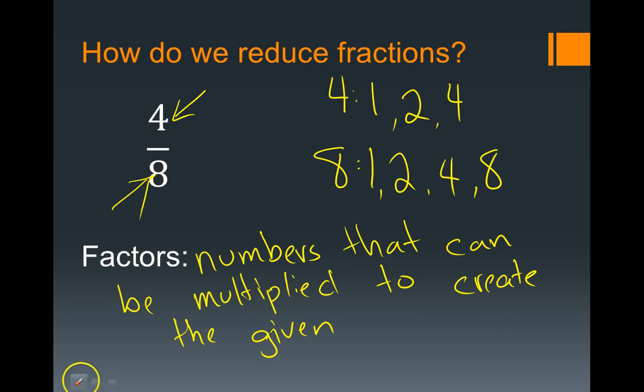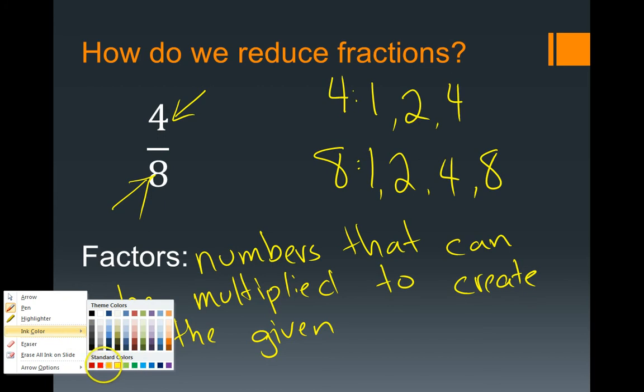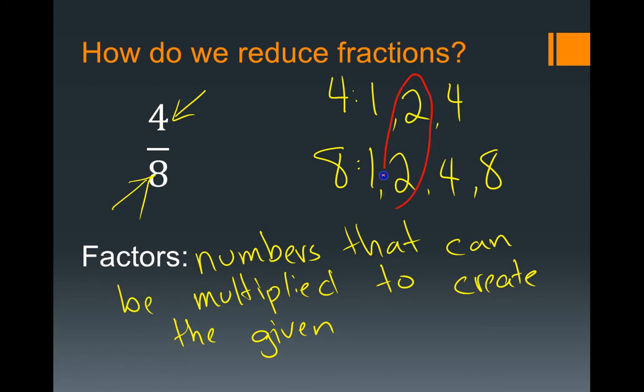So what we want to do is find the factors that they have in common. We can see here that 2 is one they both have. So what I can do is divide both of these numbers by that common factor. I can divide 4 by 2, and I can divide 8 by 2. And you can see 4 divided by 2 is equal to 2, and 8 divided by 2 is equal to 4. So we end up with 2 over 4.